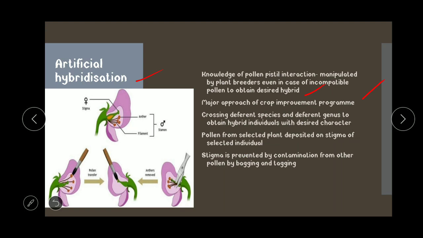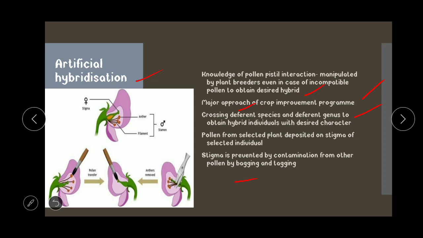How does it take place? By crossing two different species, or from two different genera, to obtain the hybrid individual with the desired character. Pollen from the selected plant is deposited on the stigma of the selected individual. You have to choose a male parent, which is the source of pollen, and a female parent, which is the source of the stigma and ovule. Then we deposit the pollen grain, and it will lead to the formation of the desired plant.